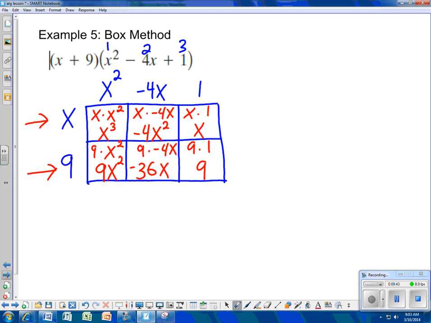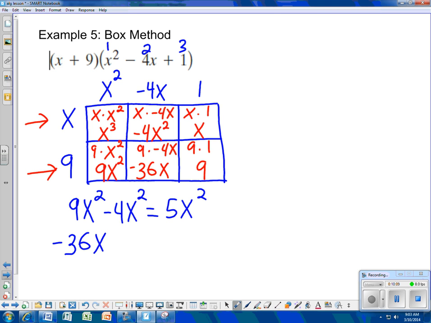All right, so now we basically have 6 parts, but we do have things that are alike. We have the 9x squared, and we also have a negative 4x squared. We can combine those because they both have x squared, into 5x squared. So that's going to be part of our final answer. We also have negative 36x, which we can put with the 1x. Those come together to make negative 35x, which again is going to be part of our answer.